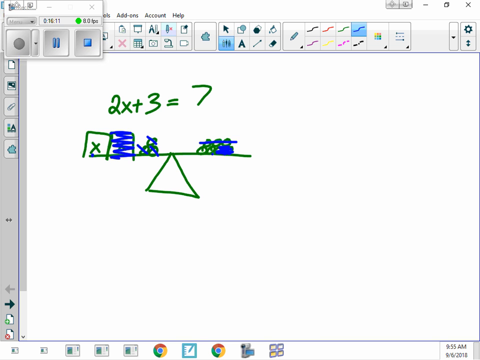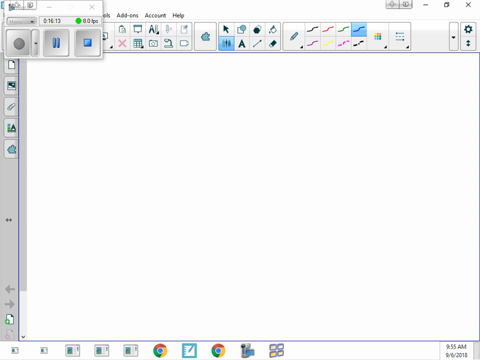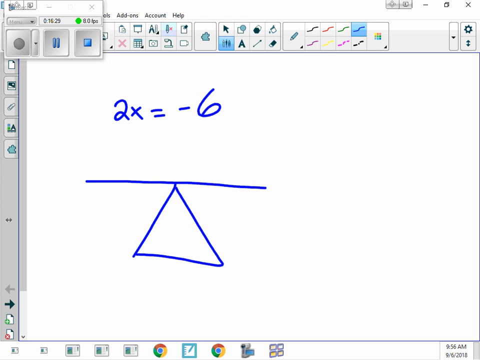Okay? Well, what if I had 2x is equal to -6? Okay? Well, this is a little bit strange. Over here, I have 2 x's. I don't know what they're doing. And on the other side, I don't have 6 weights. I actually have 6 1-pound balloons.